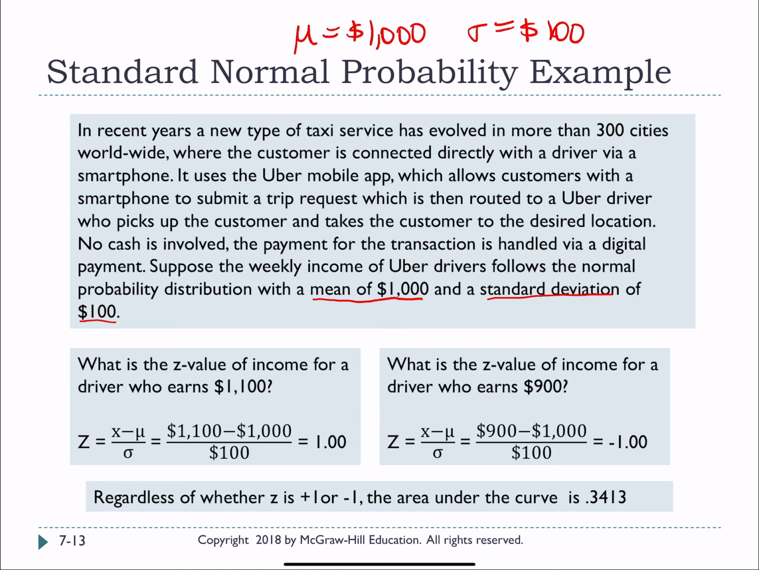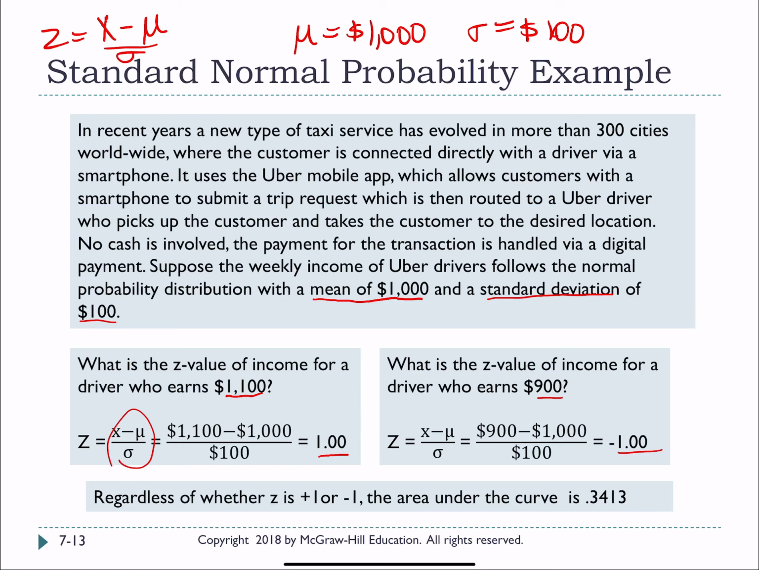So we could ask questions like, what's the z-value of income for a driver who earns $1,100? Again, I'm going to use the formula z equals x, that would be the 1,100, minus the mean, over the standard deviation. They've written it right there for us. So 1,100 minus 1,000 divided by 100 gives us a z-score of 1. And if we did it for 900, we would get a z-score of -1.